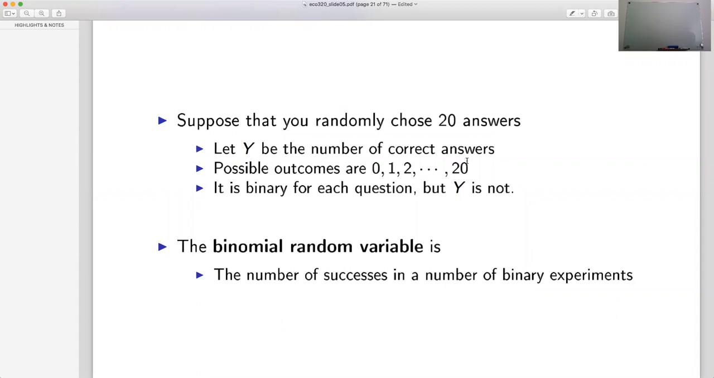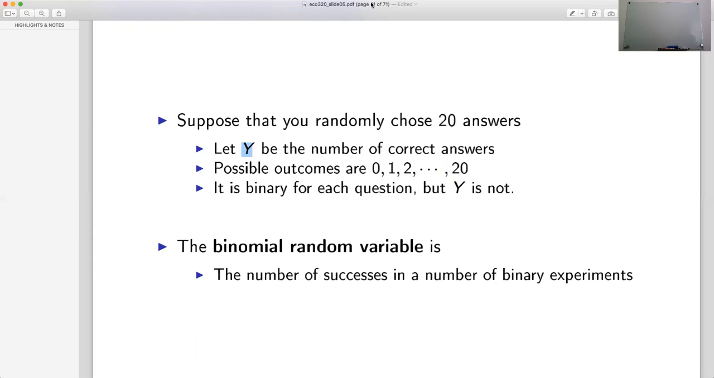So previous lecture, we talked about binomial random variable. Binary variable means it's going to be either yes or no, or success or failure, either 1 or 0, only 2 possible outcomes, right? We paused last time on this question: let's say we randomly chose 20 answers and Y is the number of correct answers. That is basically what we are looking for.